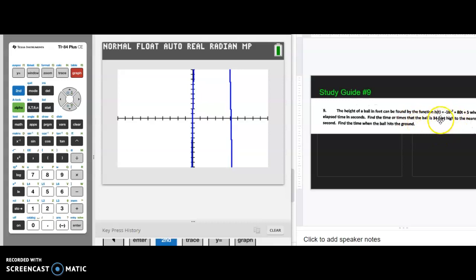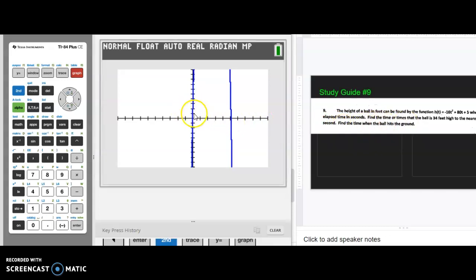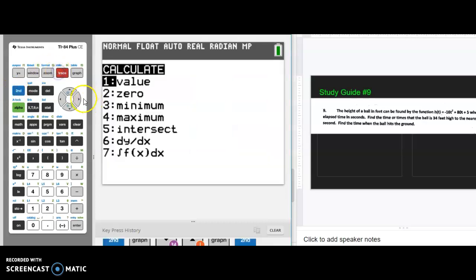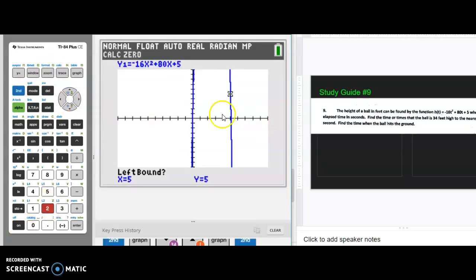So we're going to plug 34 in for h because that's my height, but we'll do that in a minute. First, let's do the second part of the question where it says find the time when the ball hits the ground. So the ball starts here at 5 feet above the ground. It's thrown up and it comes back and it hits the ground right here. So this is known as a 0. So we need to find that 0 by doing second trace and 0. And we need to make sure that it is to the left of where we think the 0 is.